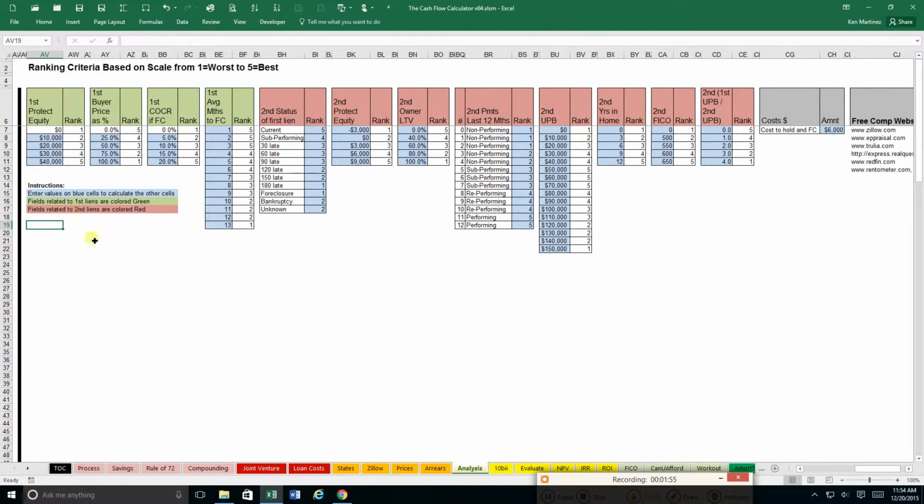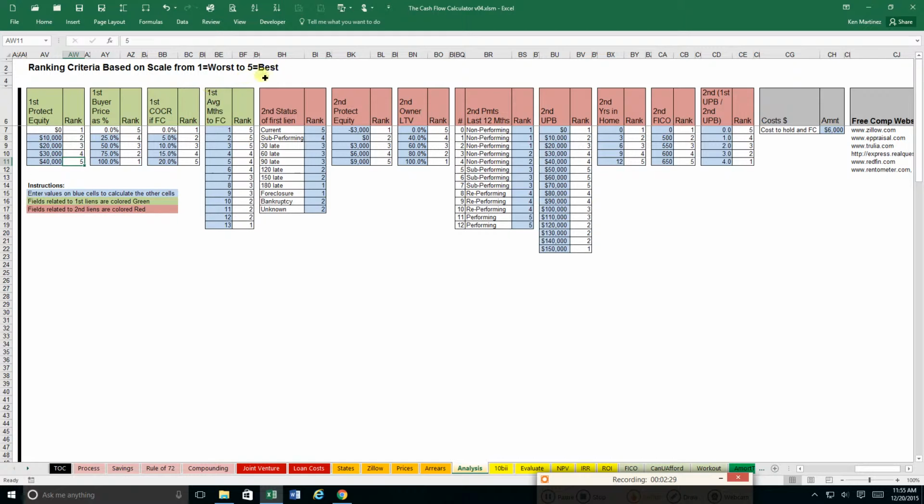The first thing when we're talking about firsts is how much equity is in the property. I've given you this little table, and the way it works is if you bought a first loan and you had anywhere from $0 to $10,000 of equity, you'd get a score of 1. The next level, anywhere between 10 and 20,000, gets a score of 2, all the way up to 40,000 or more, which gets a perfect score of 5 on my ranking system.